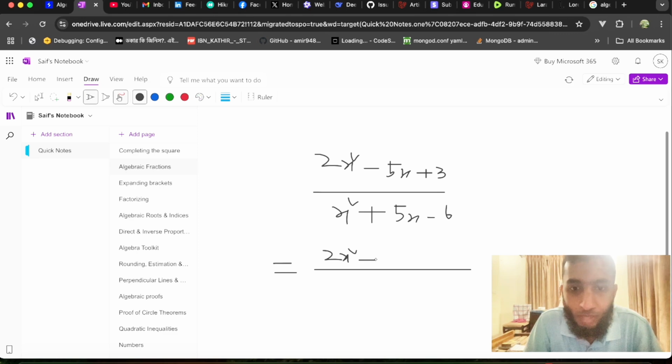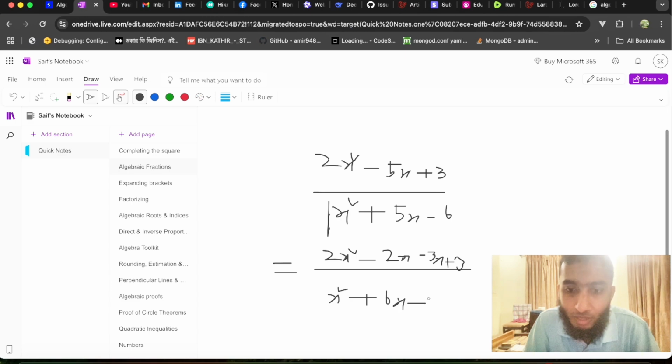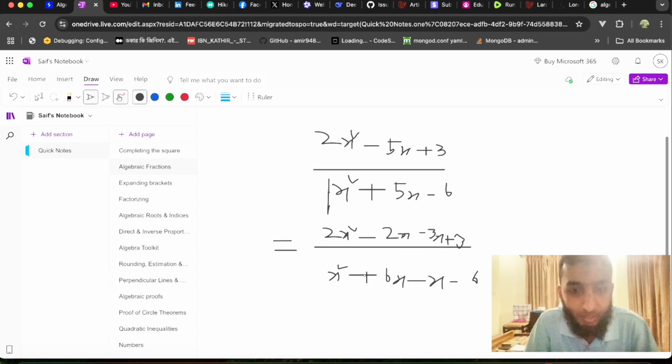So we can write 2x square minus 2x minus 3x plus 3. In the denominator, we have x square plus 5x minus 6. Minus 6 multiplied by 1 is minus 6, so we can split 5x into plus 6x and minus x. So x square plus 6x minus x minus 6. Plus 6x minus x is plus 5x.